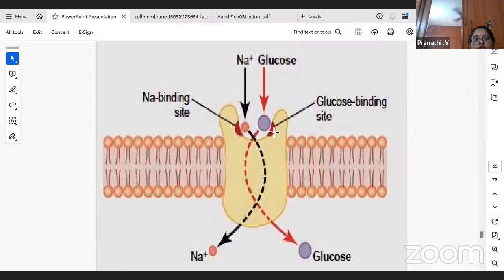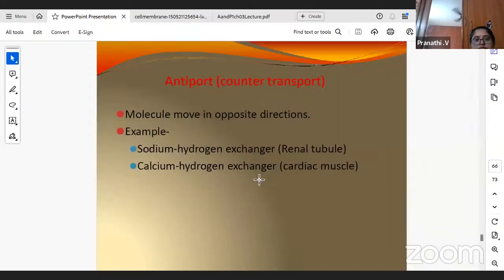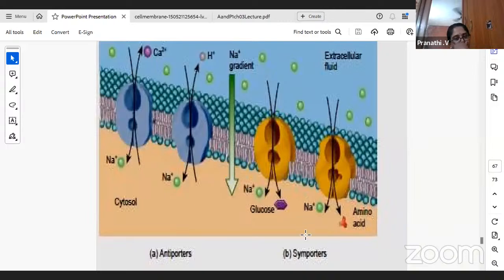This is the sodium glucose symport system. Antiport is the sodium hydrogen exchanger, which is in the kidney cells, that is your nephron cells, renal tubules. Inside the cardiac muscle, you have calcium and hydrogen being exchanged with the consumption of ATP. So these are examples of symporters and antiporters at the same time.